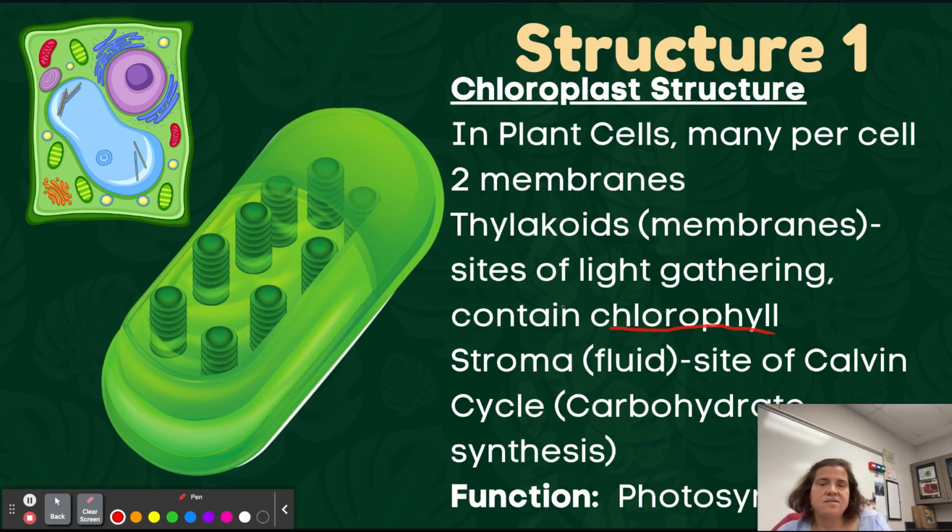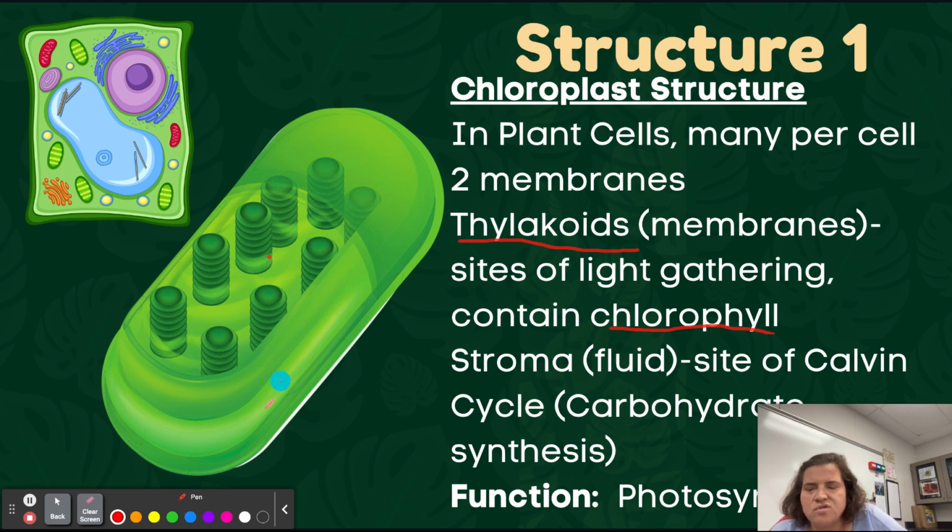There's two membranes. So there's an outer membrane and inner membranes. The inner membranes, we need to know that these are called thylakoids. I apologize, it's a little noisy in the hallway. And these are the sites of light gathering. So you want to think of these kind of like solar panels. They're going to gather light energy. So those are called the thylakoid membranes.